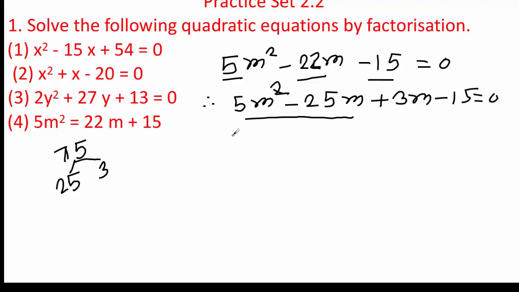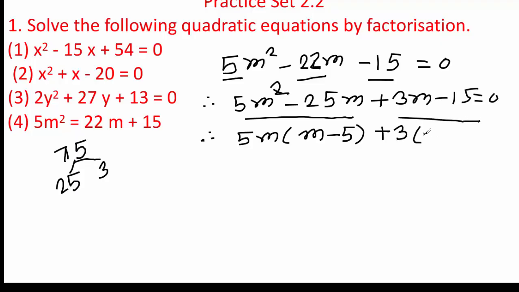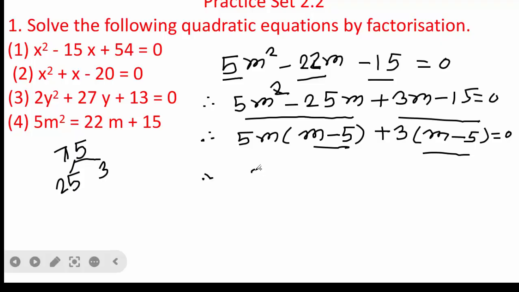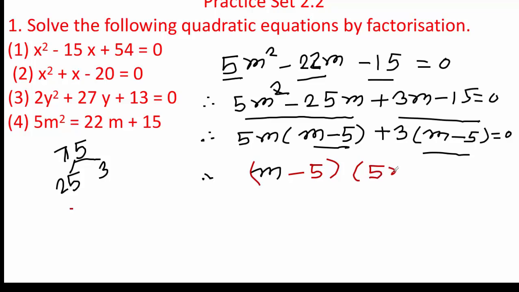From first two terms, I can take 5m common and there remains m minus 5. And from second two terms, I shall take 3 common, there remains m minus 5. Now from these two terms, the factor m minus 5 is common. Therefore, I shall write that common factor in first bracket, m minus 5 into second bracket are remaining terms 5m plus 3.